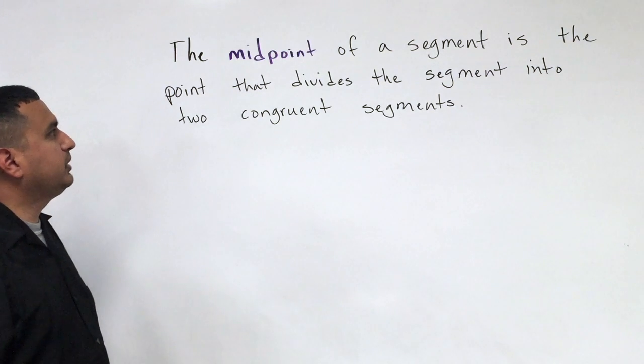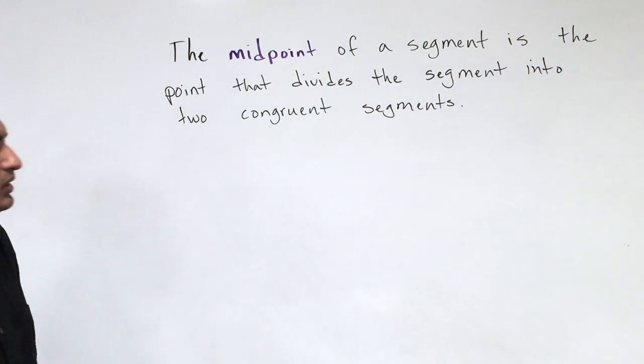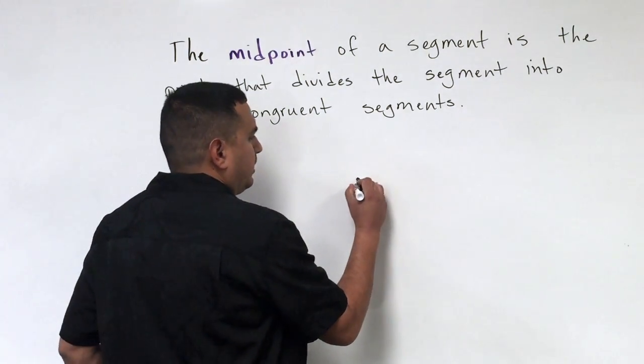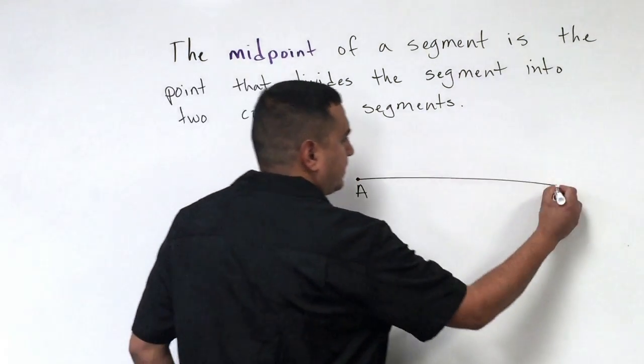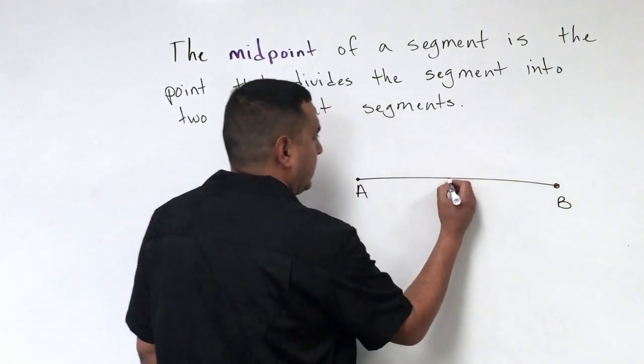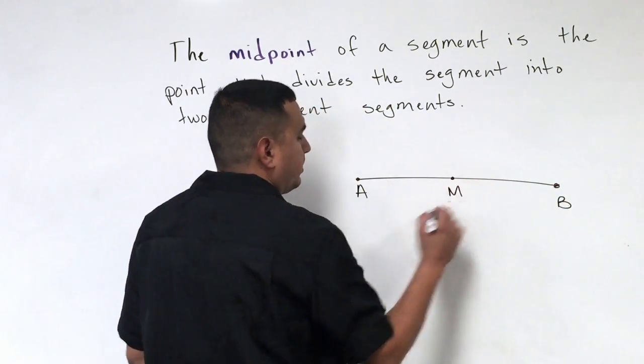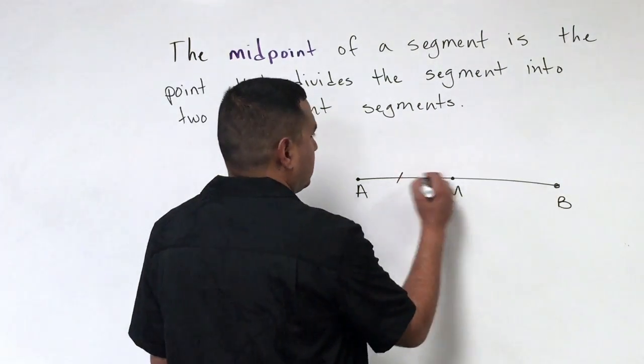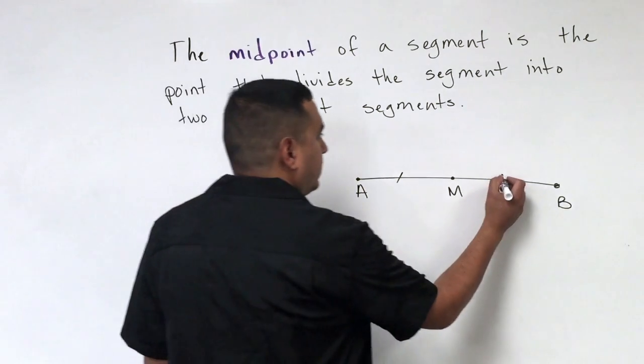The midpoint of a segment is the point that divides the segment into two congruent segments. So if I'm looking at a picture, we'll just have this segment AB, and we'll put M in the middle. That'll be our midpoint. Now, the way it's drawn in the pictures, you'll see these little tick marks here.